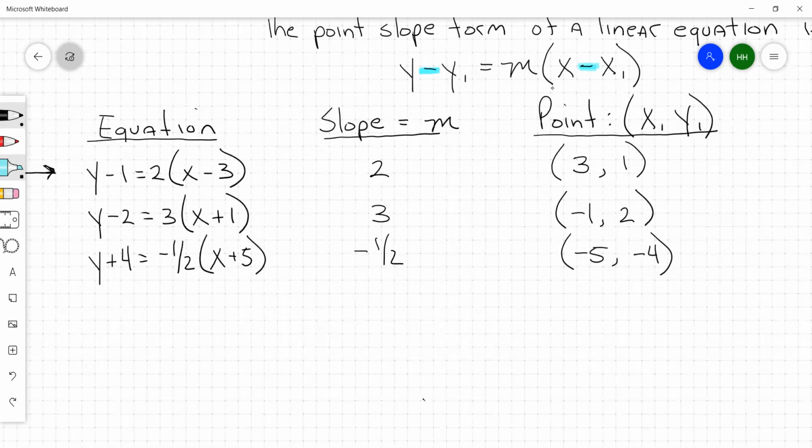So let's go backwards now. Let's go with a point (4, 2) and a slope of negative 5. And let's write the equation working backwards. So you can look at this first example right here, and you can use that to work backwards.